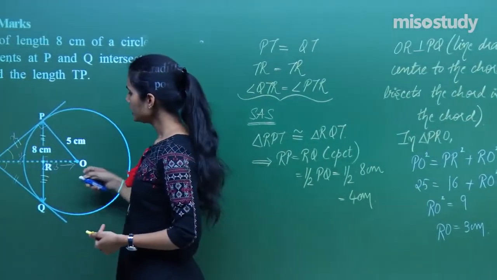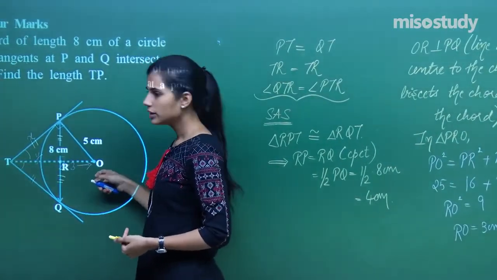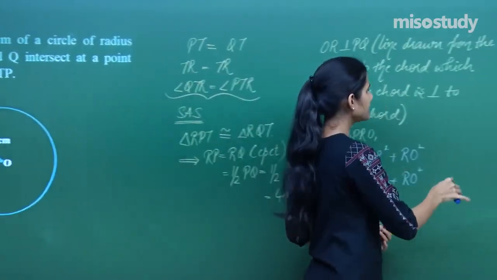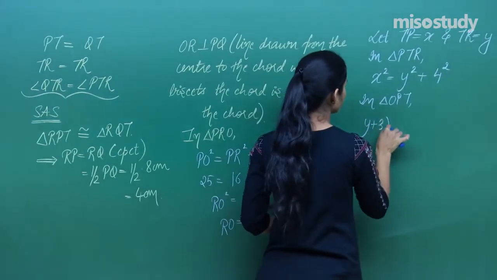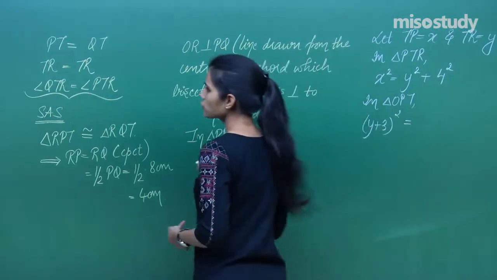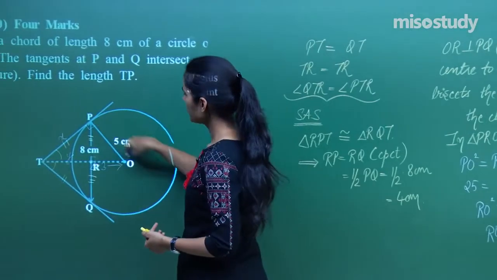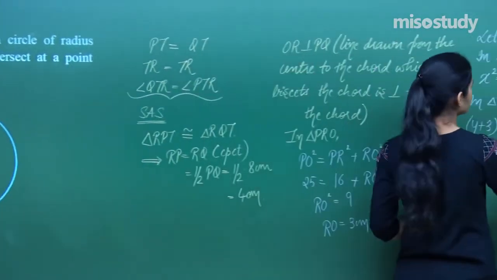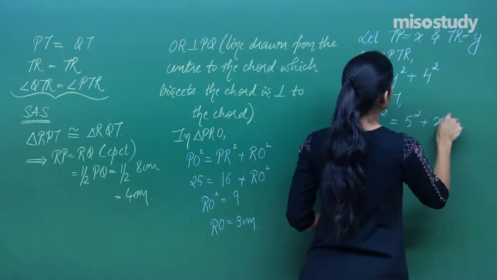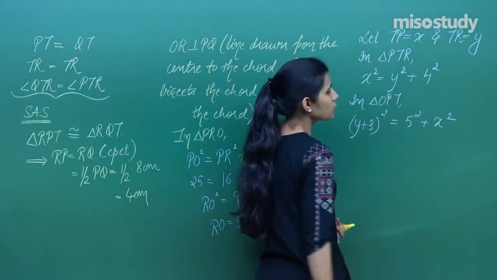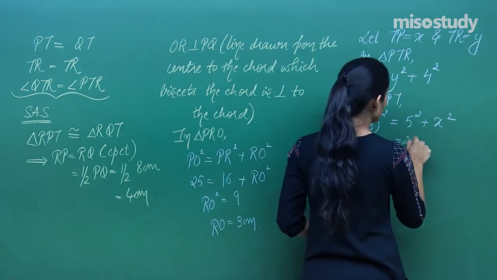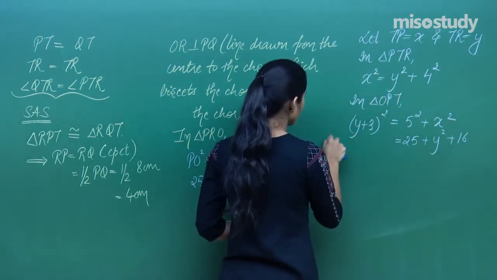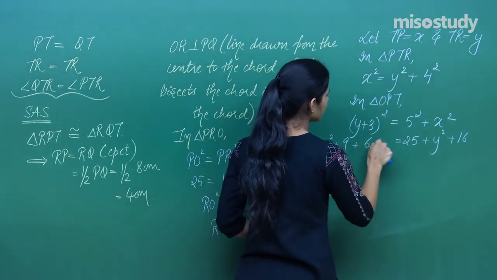What is the length of OT? OT is TR plus RO. TR is Y, RO is 3, so Y plus 3. So hypotenuse is y plus 3, so y plus 3 whole square. Hypotenuse square is equals to base square plus perpendicular square, 5 square plus x square. But x square by this equation is y square plus 16. So you have 25 plus y square plus 16. This will be y square plus 9 plus 6y.